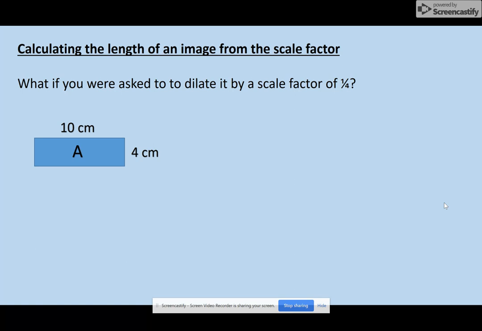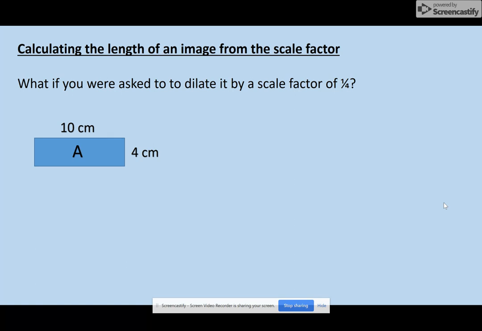All right, so what if you were asked to dilate a shape by a scale factor of 1/4? Now, is that going to be an enlargement or a reduction? Well, it's less than 1, so it's going to be a reduction. So our shape is going to get smaller in the image.